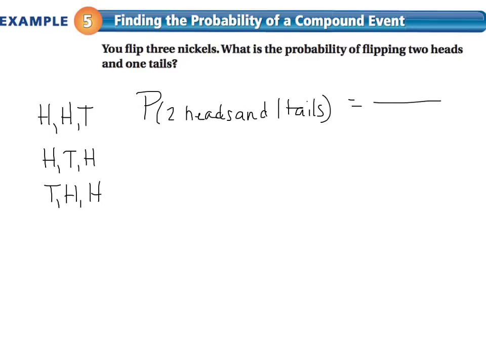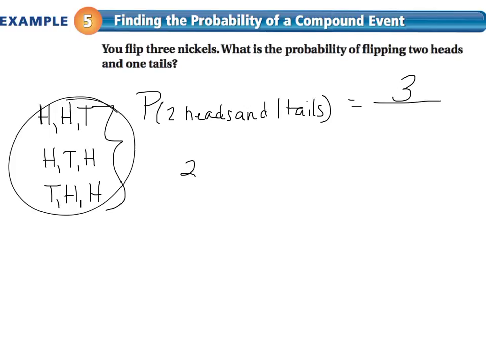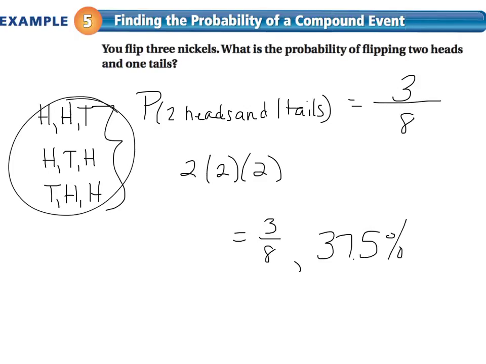So what is the probability that I'm going to do that? Well, how many outcomes are favorable? Right here, there are 3 of them. So there are 3 favorable outcomes. And how many total possible outcomes are there? Well, I have 2 possible sides on the first nickel, and the other 2 nickels also have 2 sides. So 2 times 2 times 2 gives me 8. So the probability is going to be 3/8, or 37.5%.